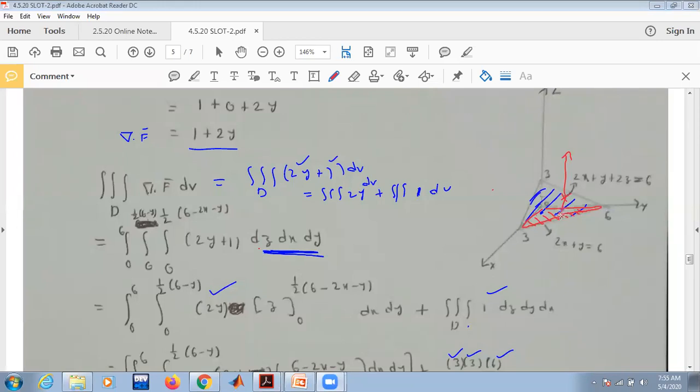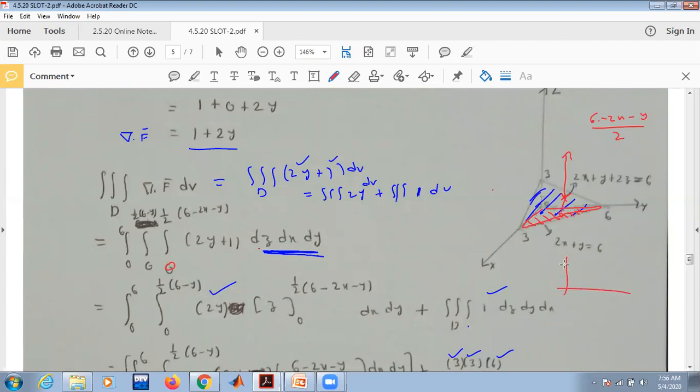Z varies from where it is entering. It is entering through the xy plane, leaving through this inclined plane. When it is entering, the z value is 0, and it is leaving through the surface. On the surface, the z value is 6 minus 2x minus y by 2. So z varies from 0 to 6 minus 2x minus y by 2. Remaining x and y limits should be taken on the projection.